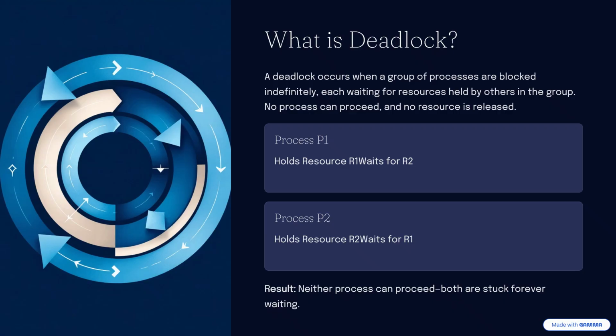For example, process P1 holds resource R1 and waits for R2, while process P2 holds R2 and waits for R1. Since neither process releases what the other needs, both remain stuck indefinitely.